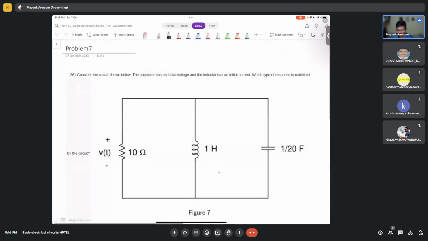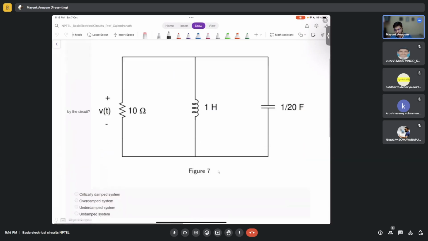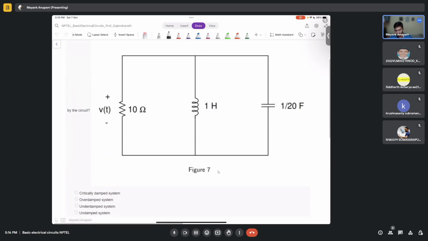So this is a tricky question here. The question is: consider the circuit shown below. The capacitor has an initial voltage and the inductor has an initial current. Which type of response is exhibited by the circuit? The options are critically damped, overdamped, underdamped, undamped.